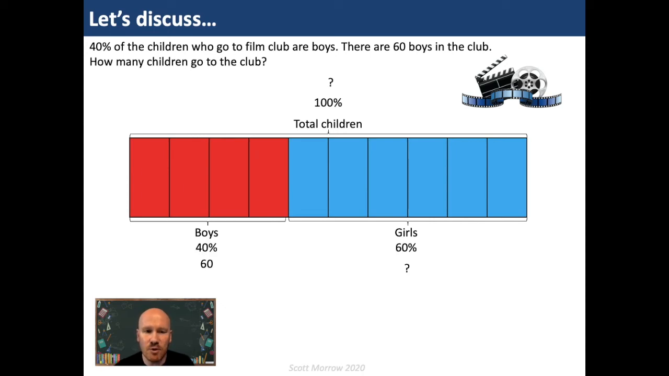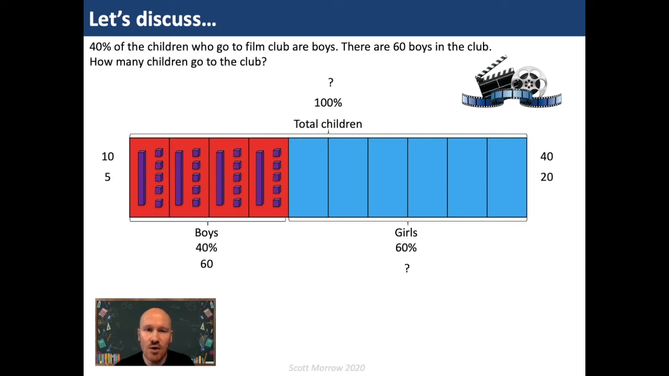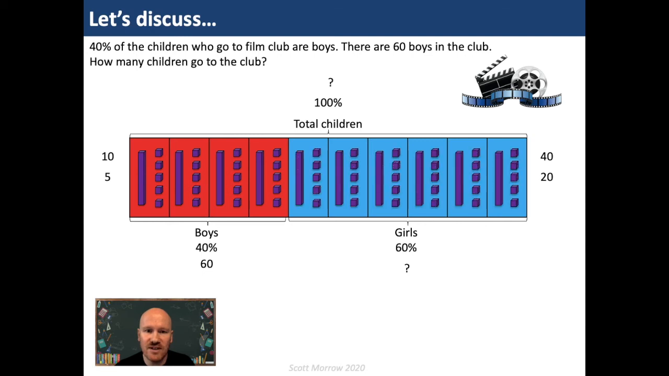I can start by putting 10 in each, which means I've shared out 40. I've got 20 left, so we can put another 5 in each. So each of those tenths or 10% represents 15 children. Now if we know that each of those 10% represent 15 children, we can put 15 children in each of the other parts. So I can work out the number of girls, which is 6 lots of 15, so there are 90 girls, and altogether we've got 150 children.